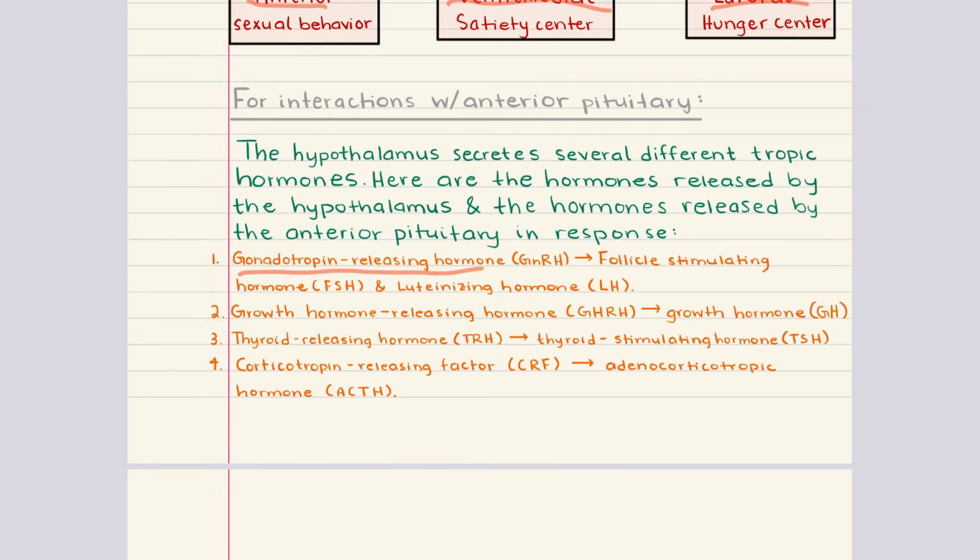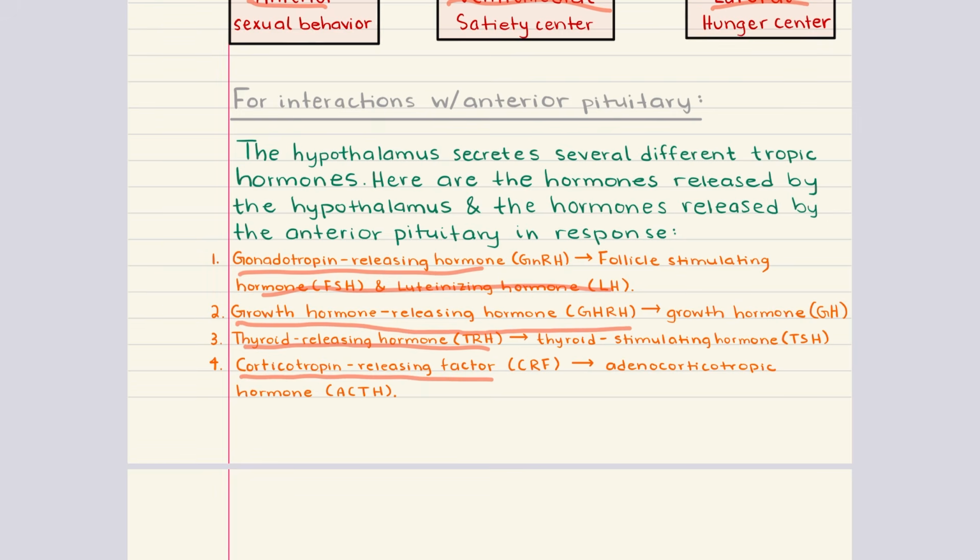These hormones then go on to act on the gonads. Next, we have growth hormone releasing hormone. This triggers the release of growth hormone, which promotes growth in bone and muscle tissues. Then we have thyroid releasing hormone. This causes the anterior pituitary to release thyroid stimulating hormone, which then stimulates the thyroid gland. Then there is corticotropin releasing hormone or factor. It stimulates the release of adrenocorticotropic hormone, which acts on the adrenal cortex to promote cortisol release.